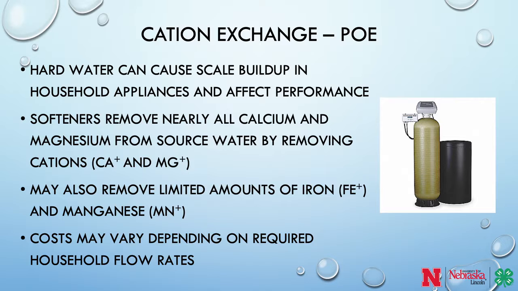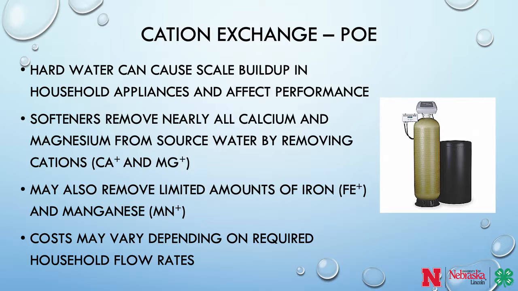Hard water causes scale buildup within your household appliances as well as within your household distribution system, the piping within your house. This affects the performance of your appliances and can affect the water pressure within your household distribution system. Softeners remove nearly all the calcium and magnesium by removing the cations, the positives. And it may also remove limited amounts of iron and manganese.